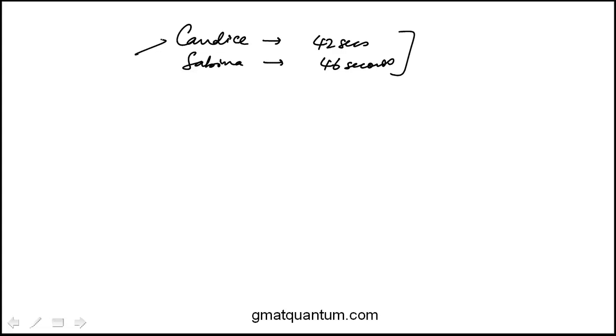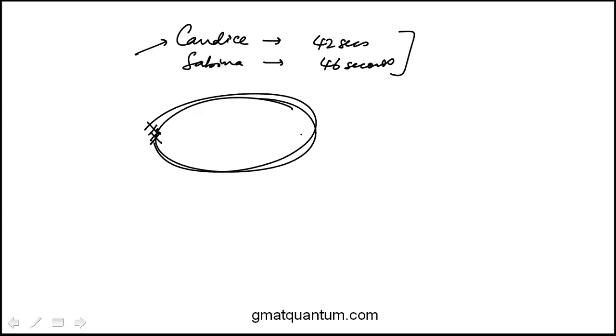So we're given that Candace completes one lap in 42 seconds, and Sabrina does the same lap in 46 seconds. What they want to know is how many laps around the track had Candace completed the next time they're both at the starting point. So if this is the starting point, the condition is they need to meet back here. In this problem, you'll find that they actually first meet here, but that's not what the question is.